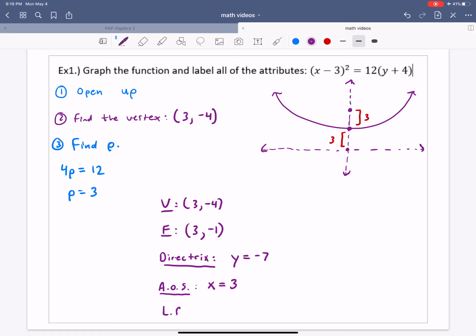And the last thing that I'd ask you for is the length of the latus rectum, and that is just 12 units. Remember, we take the absolute value of the value for p. So that would be our latus rectum there. And that, ladies and gentlemen, is a graph of the function, and we have labeled all of the important attributes. Let's try another one.